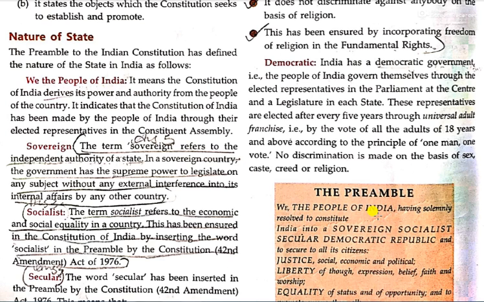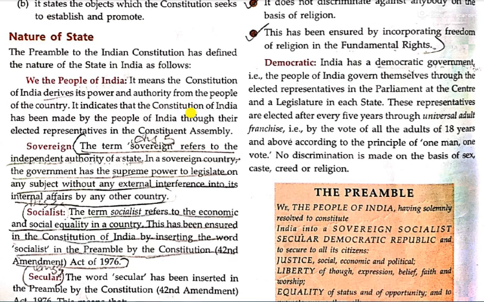Now what does this line mean? It means the Constitution of India derives its power and authority from the people of the country. So the Constitution has obtained its power and authority from the people of India, from the citizens of the country.